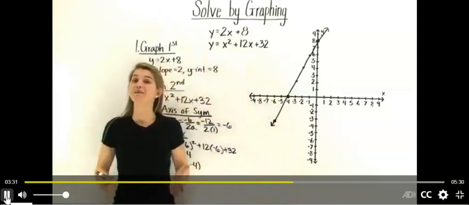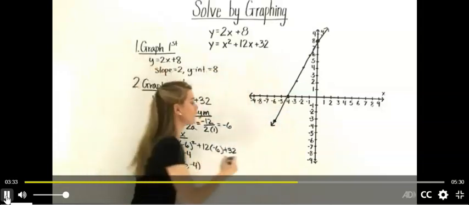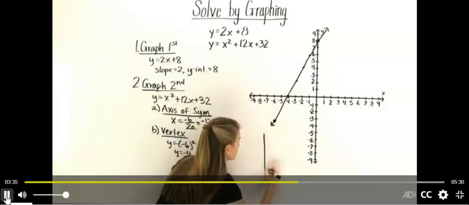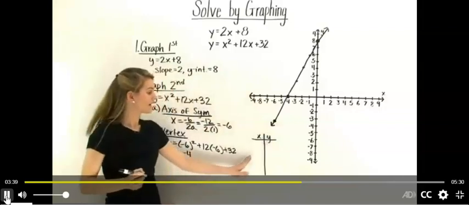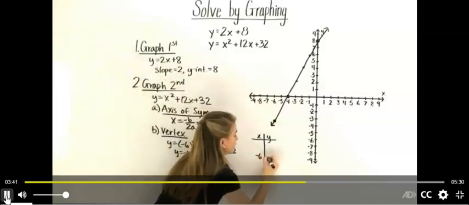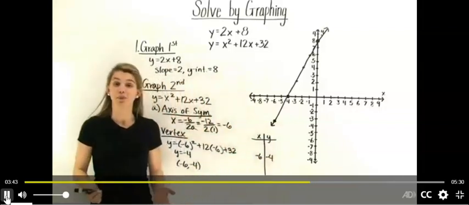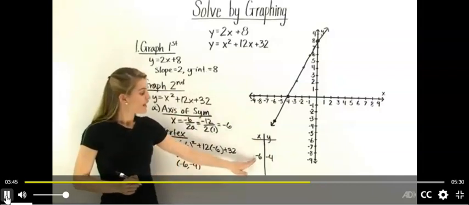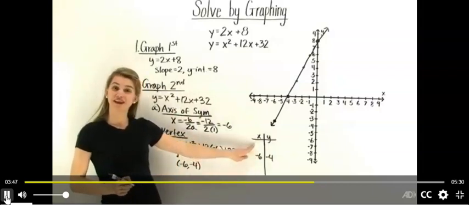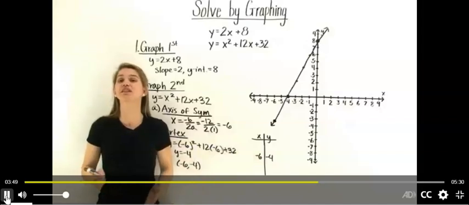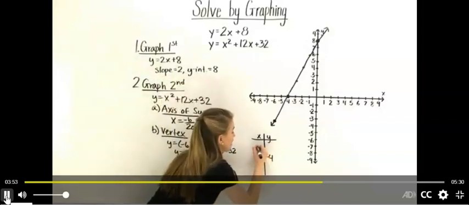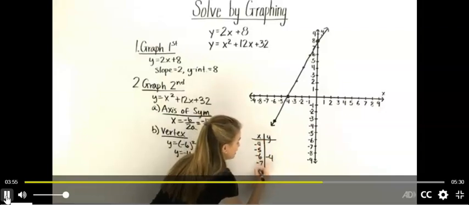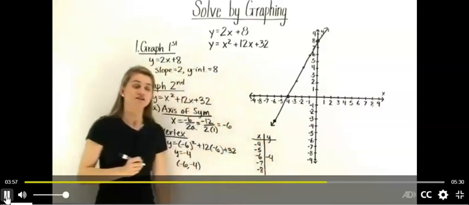Now we also want some other points to plot. So let's go ahead and create a table. That will help us organize our points. We know we already have the point negative 6, comma negative 4. And that point is our vertex. That means we want to pick some x values that are greater than negative 6 and some x values that are less than negative 6. So let's go ahead and pick x values of negative 5, negative 4, negative 7, and negative 8.